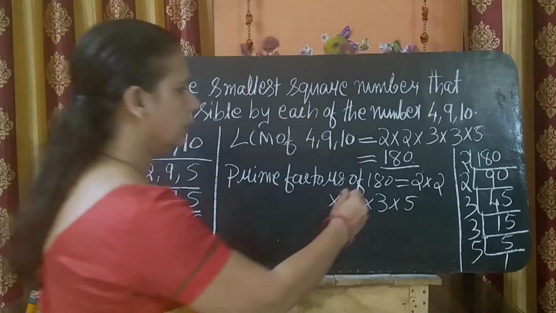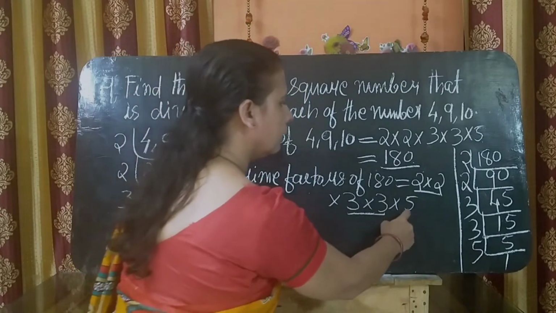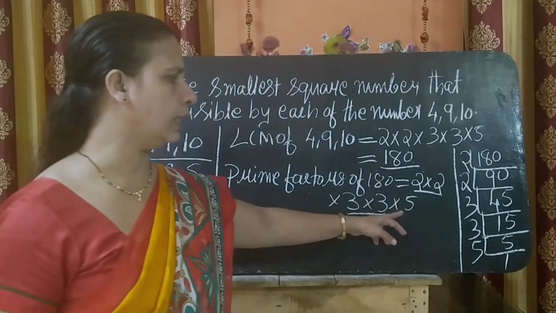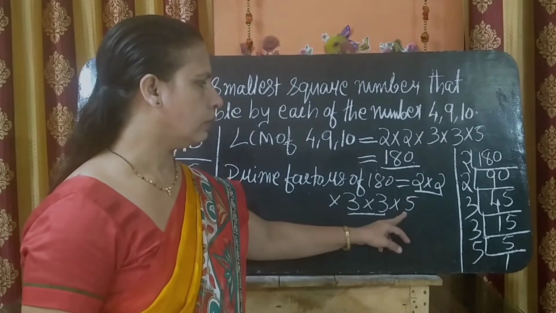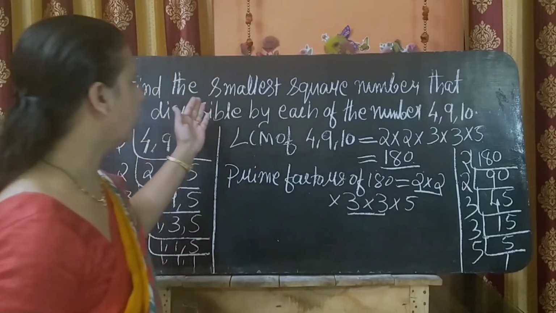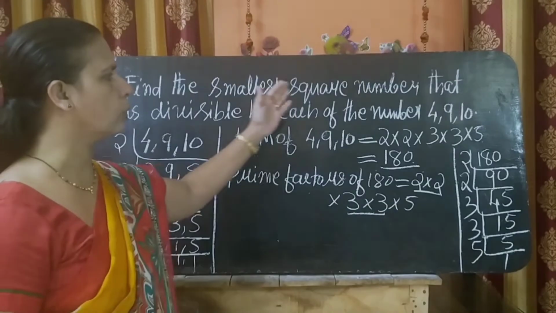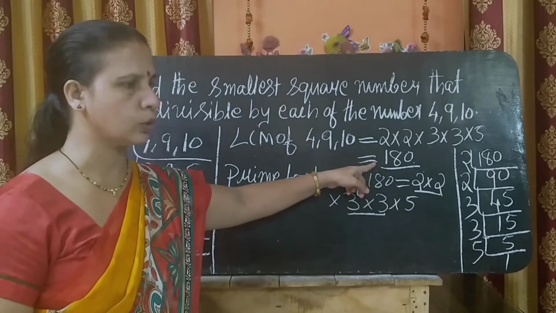Then make it pairs: 2 2 is one pair, 3 3 is one pair. Then here we can see 5 is without pair. Then we have to find out the smallest square number.